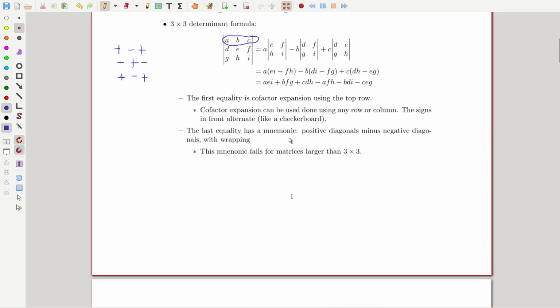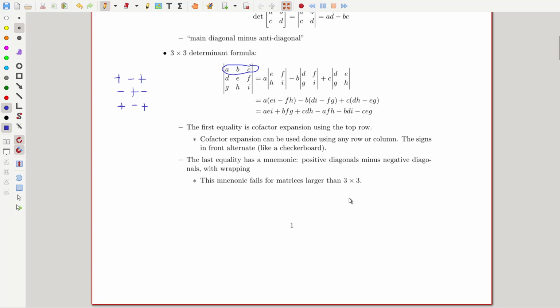This is a mnemonic, and the mnemonic fails at dimensions 4 and higher. If you try to do the pattern for 4 by 4 matrices, versus cofactor expanding for a 4 by 4 matrix, which results in four 3 by 3 determinants that you'd have to compute, you would notice that there are actually terms missing in this mnemonic. Cofactor expanding will always work regardless of the dimension of your matrix, but this mnemonic only works in dimensions 2 and 3.